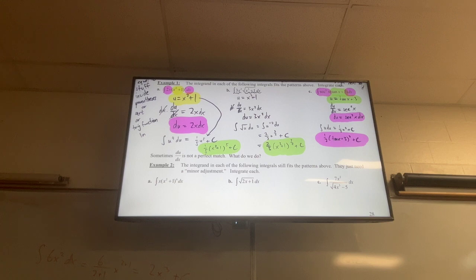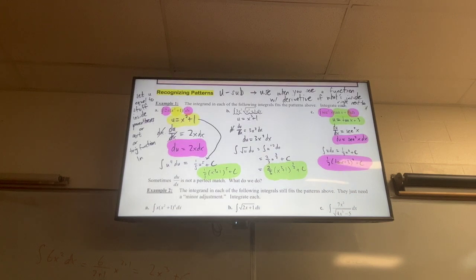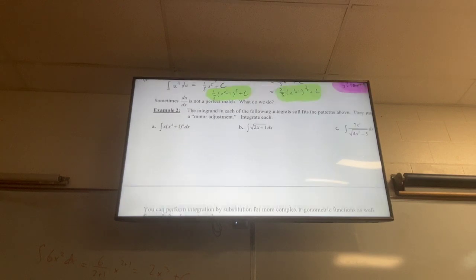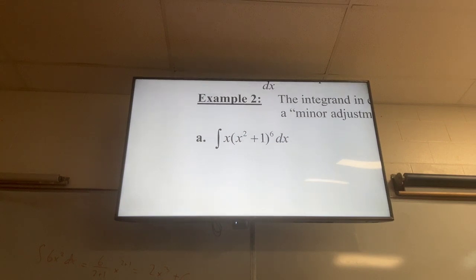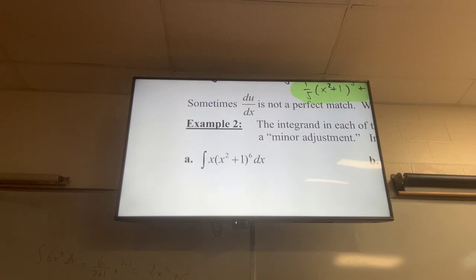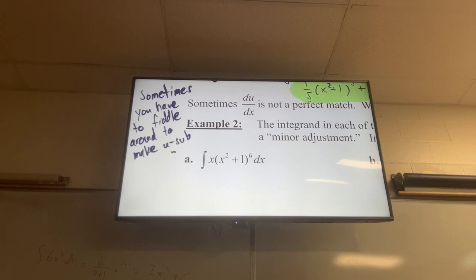Sometimes du dx is not a... So these are 3 simpler ones, right? That's just like the most basic u substitution. These 3 down here, right? Sometimes you have to fiddle around, right? So, a little comment. Sometimes you have to fiddle around to make your u sub work, okay? It's hard, guys. Sometimes you got to make it work, okay?